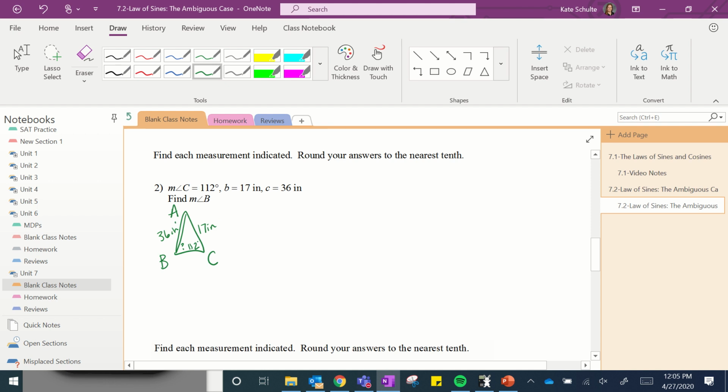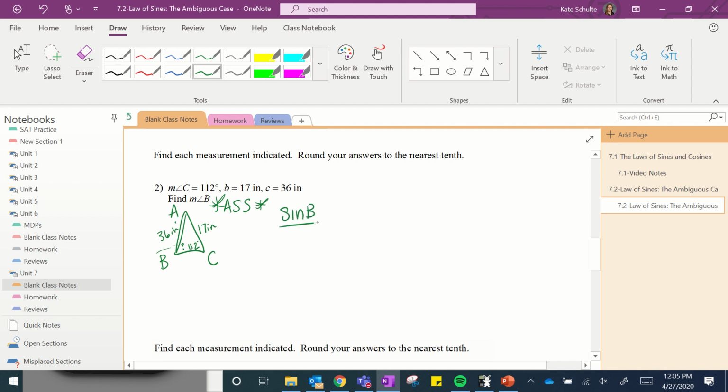And so again, what case do I have here? Well, I have an angle, a side, and a side. So I have our ASS case. So I know it's ambiguous, right? I know that I'm going to have to check for that second triangle. So here I'm still going to use law of sines. I'm given angle C inside C and angle B inside B, so that's good. I can just plug right in.